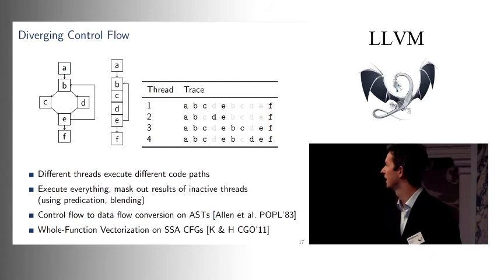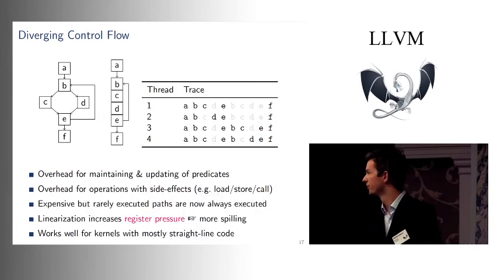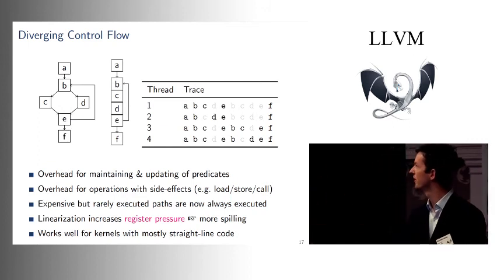So there's previous work on that stuff. Unfortunately, there are some problems here. First of all, we have some overhead for maintaining and updating of the predicates, which we can't get around, more or less. We have some overhead for operations with side effects, because if you have a printf on the left side, you don't want to have that printed 4 times, but maybe only 2 times if only 2 of 4 threads are executing that. I'm not going to go into more detail on that.